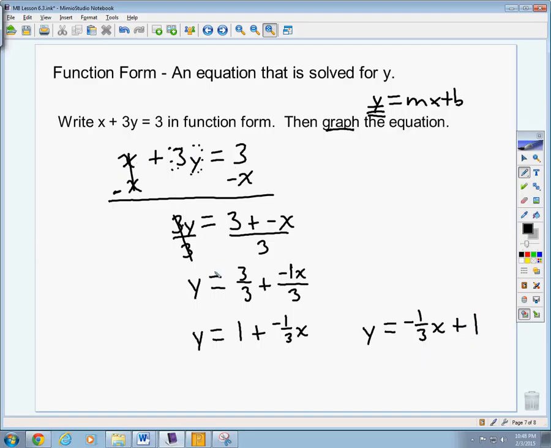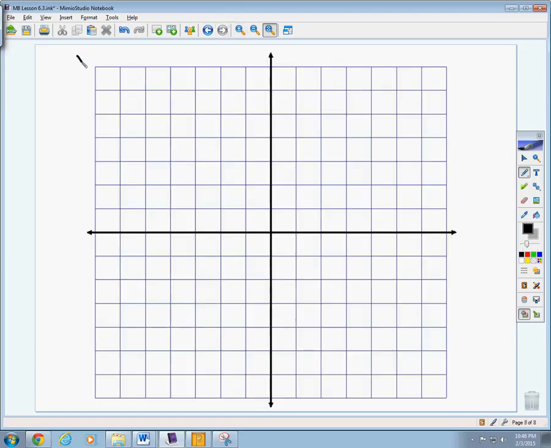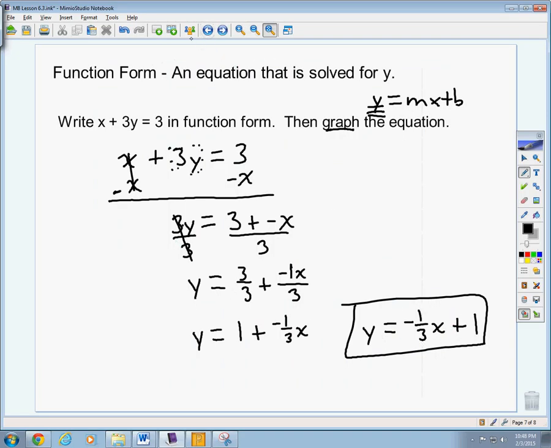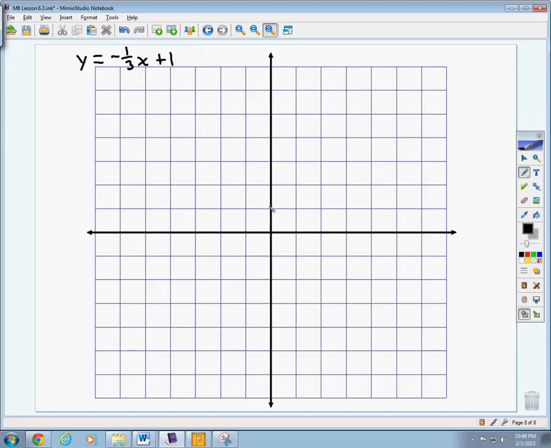Yes, we put some work in, but now this is really easy to graph. Y equals a negative 1/3 x plus 1. Make sure I copied that correctly. Our y-intercept is 1. Our slope is negative, so it means I'm going down. I'm going to go down 1 over 3. Down 1 over 3. And then you just draw a line through them.